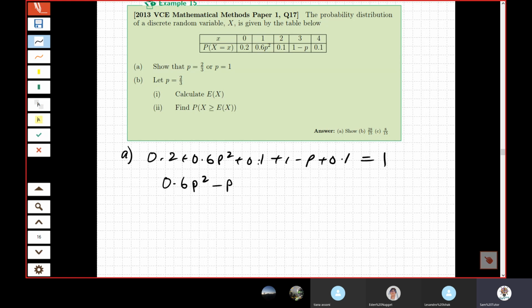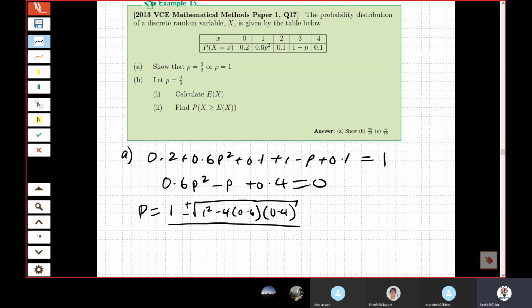So plug that into your calculator. 0.6 p squared plus 0.2 p minus 0.4 equals 0. Jump straight into your quadratic formula. P equals minus b plus or minus the square root of b squared minus 4 times a times c, all over 2 times a. Fingers crossed you get 2/3 and 1.